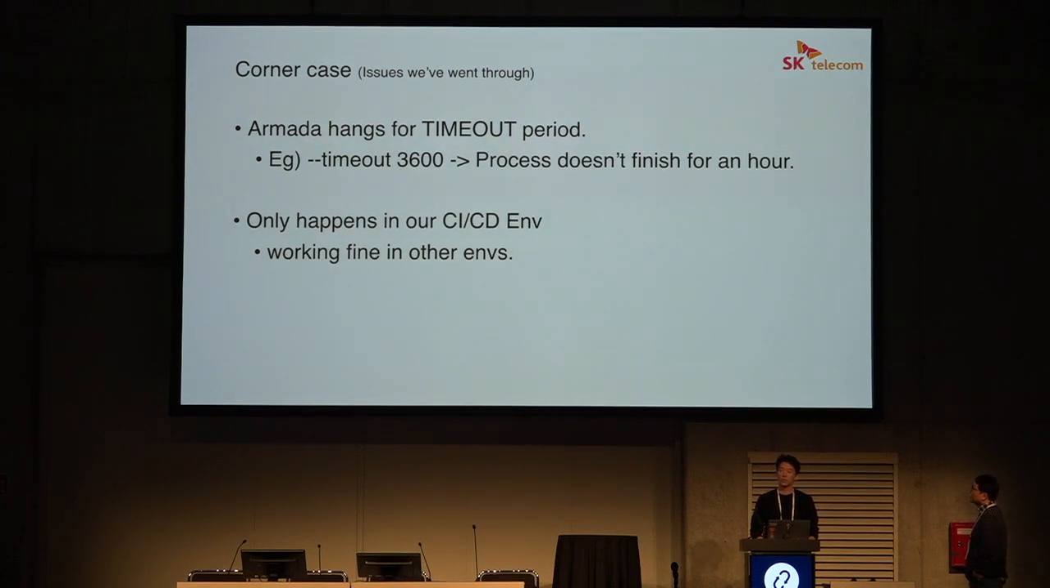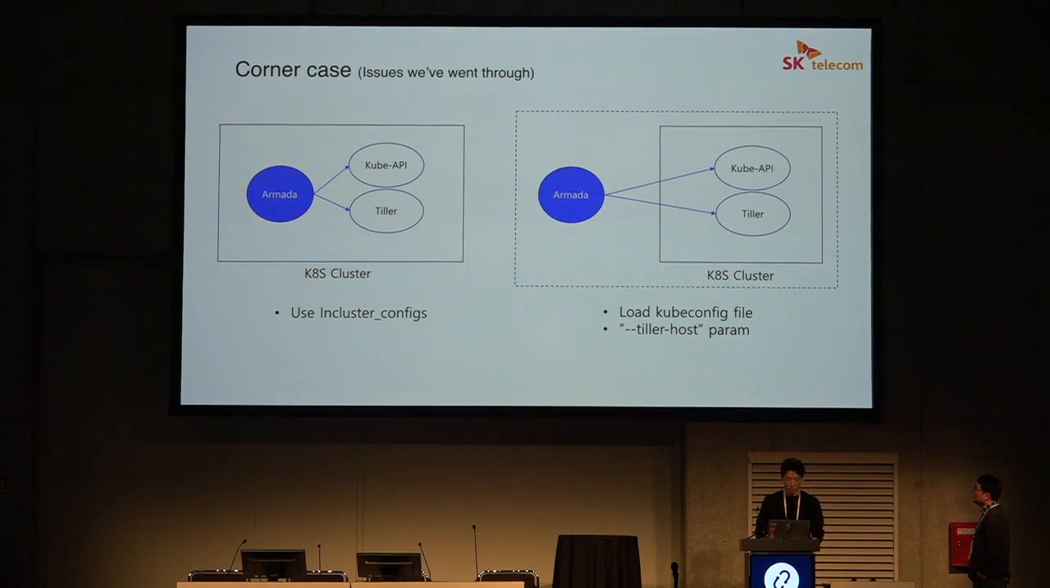The weird thing is that it happens only in our CI/CD environment, and it works fine in other members' local development environments. We spent many days trying to figure out why, and it turns out that it is related to how Armada communicates with Tiller, which is the Helm server, and the Kubernetes API. Armada loads Kubernetes endpoint configs in two different ways. If Armada runs as a container inside some Kubernetes cluster, it loads in-cluster configs and directly connects to Tiller and Kube API in the same cluster. On the other hand, if Armada runs outside the Kubernetes cluster, it tries to load the kubeconfig file from the default config location to find the proper Kubernetes API endpoint.